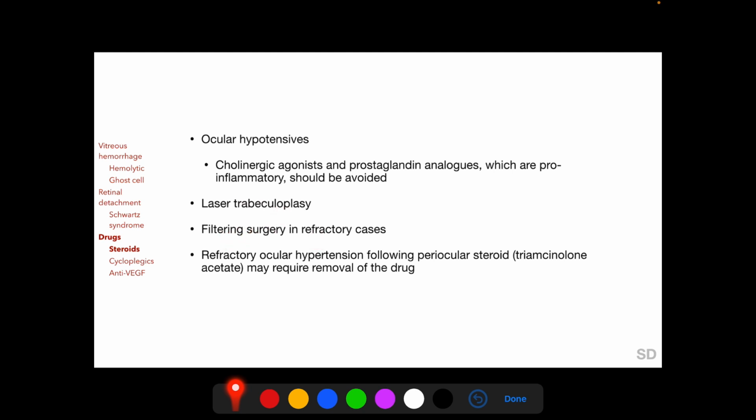And in this situation, cholinergic agonists and prostaglandin analogs should be avoided because they are pro-inflammatory and may provoke inflammation for which the steroids had been administered in the first place. Refractory ocular hypertension following periocular steroid administration may require removal of the drug depot in the periocular region.